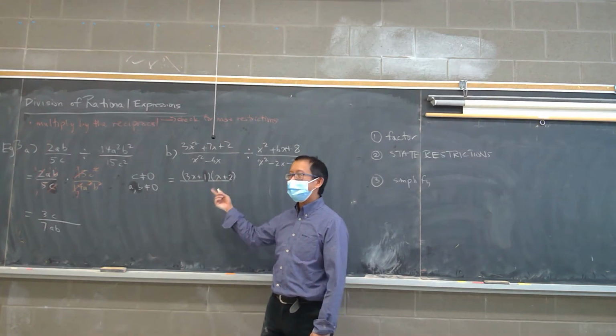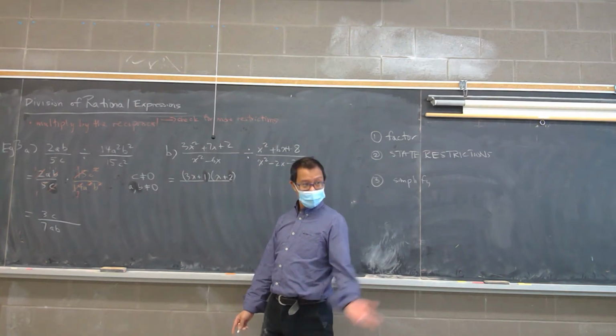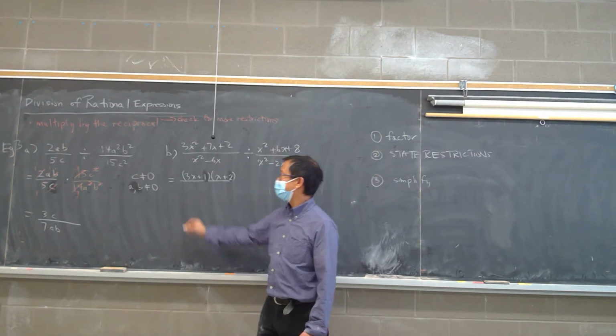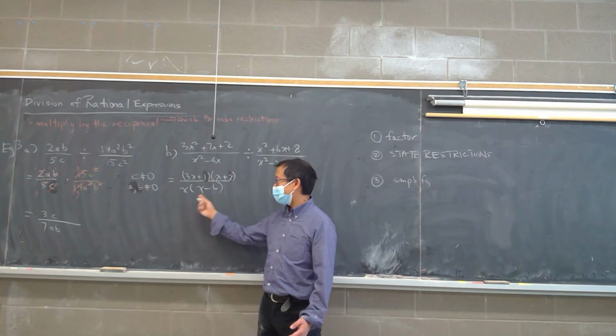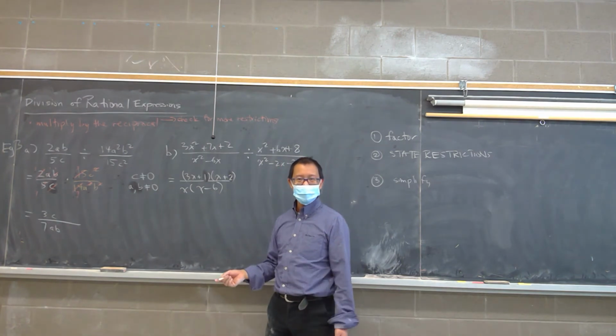Denominator, different ones here? Denominator? Sam? x bracket x minus 6. Yeah, the way that you say it all the time, it's facetious. You don't have to say the bracket, right? You just say x times x minus 6.